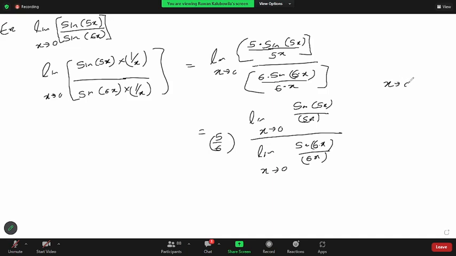When x approaches 0, again 5x goes to 0. Likewise, when x approaches 0, 6x also approaches 0. So no worries, you can simplify. In this case, the upper part goes to 1, and the lower part goes to 1. So you have the answer 5 over 6. This is the limit of sine 5x over sine 6x when x approaches 0.